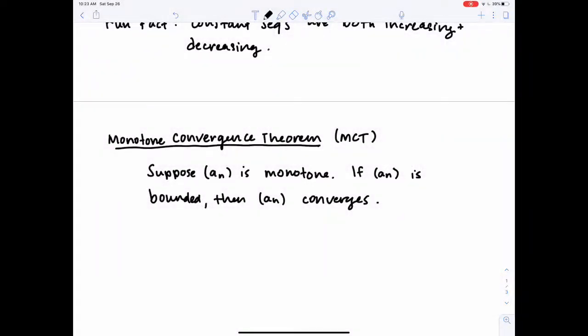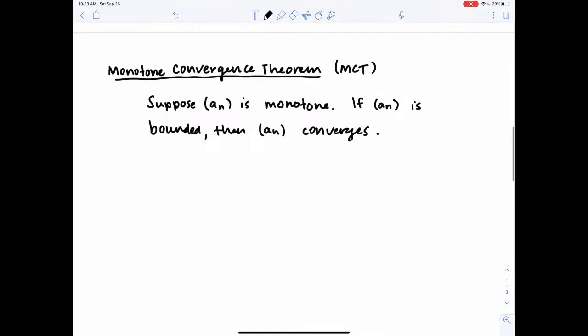So the monotone convergence theorem, which we abbreviate MCT, assumes that you're working with a monotone sequence, and it says if that sequence is bounded, then a_n converges. So being monotone together with being bounded guarantees convergence. Without monotonicity, bounded sequences need not converge necessarily. So then the question is, what does the sequence converge to?